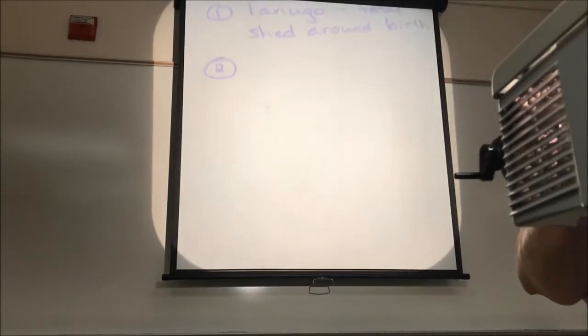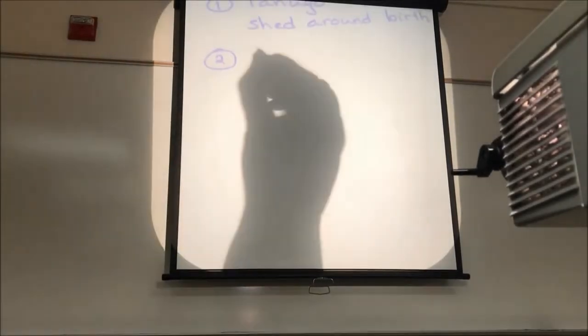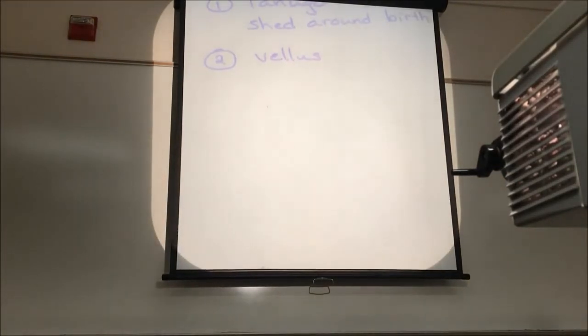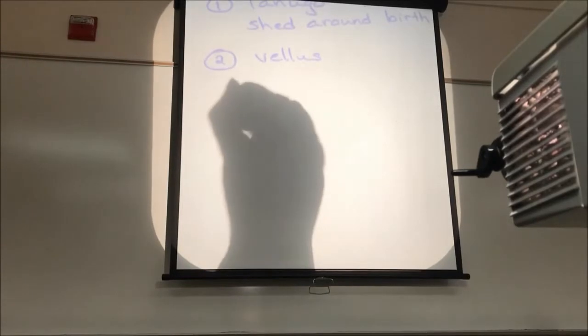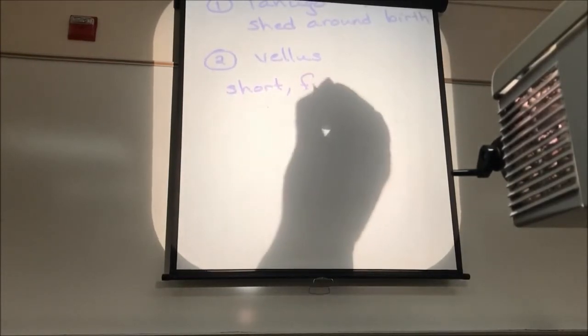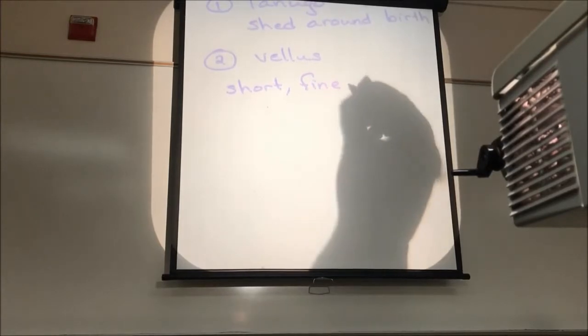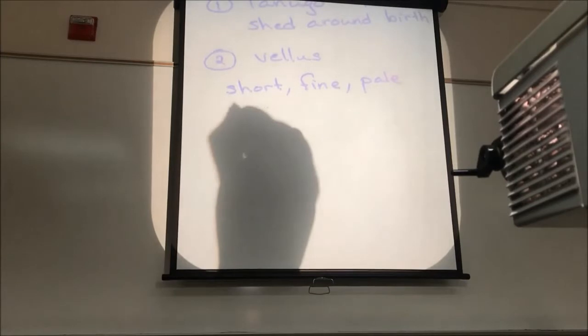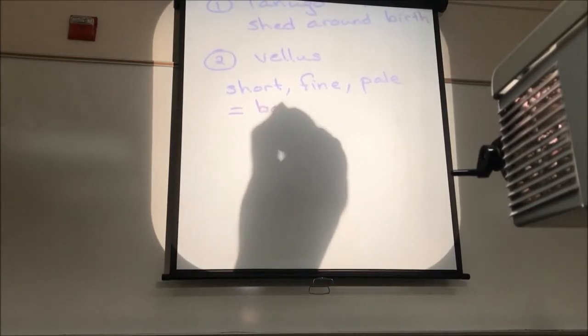Then we have something that's called vellus hair. These hairs tend to be short, very fine, and usually kind of on the pale side. This is typically what we think of as our body hair.